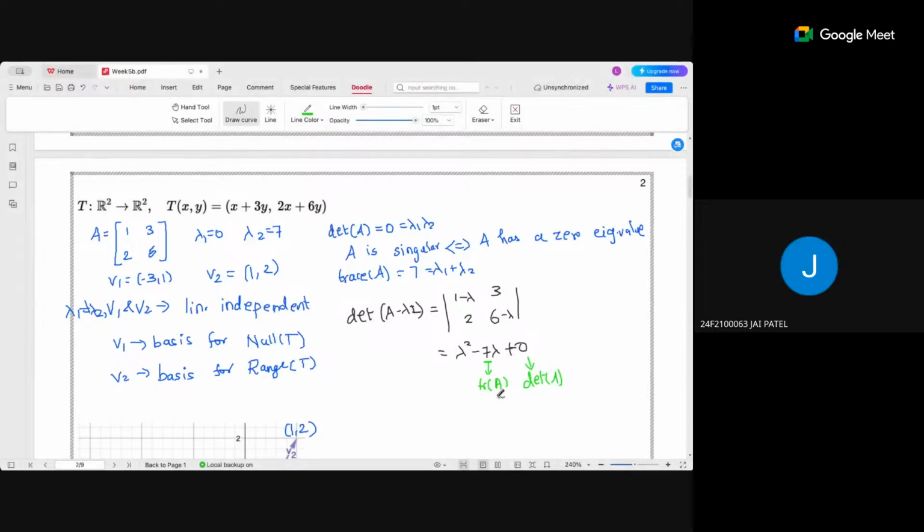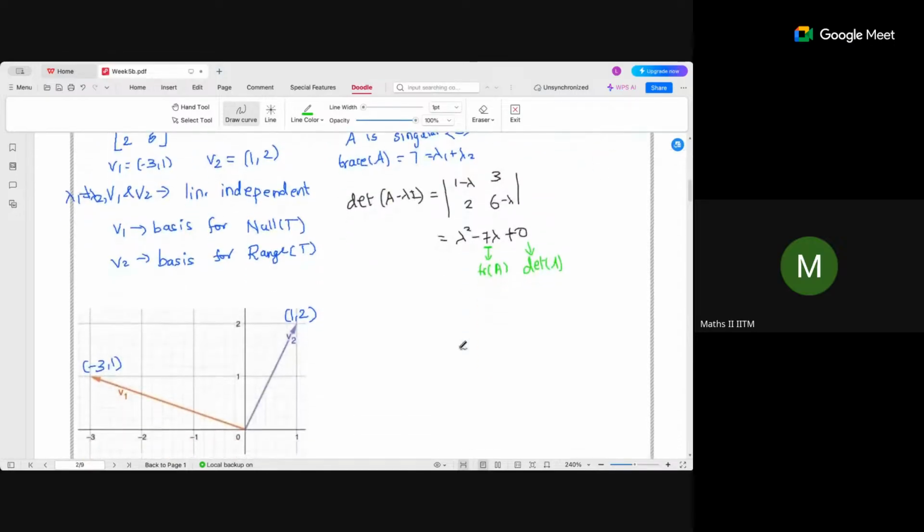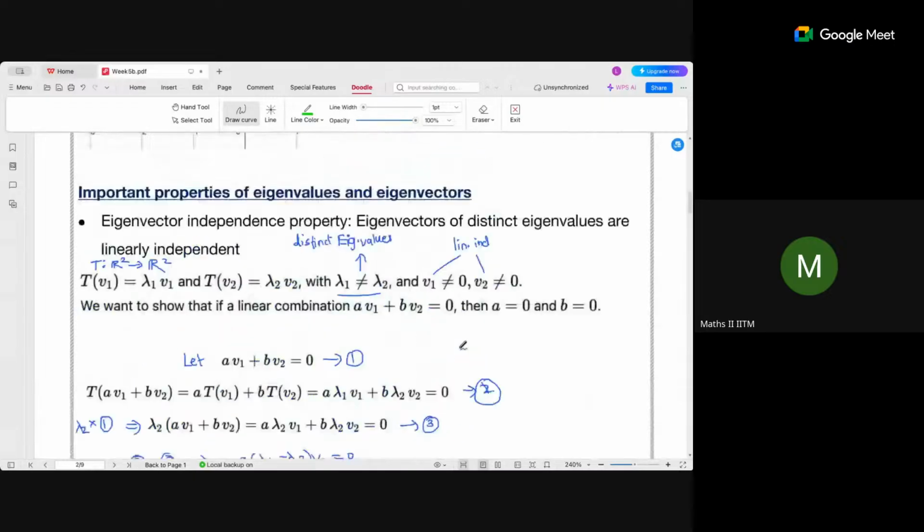Let me just complete the statement. Here the sum is the sum of eigenvalues, and the product is the product of eigenvalues. And the determinant is also the product of eigenvalues. Yes, continue. It's just like the class 12 matrix characteristic equation we are studying, right? Yes, exactly. This is the characteristic equation. Okay, good.